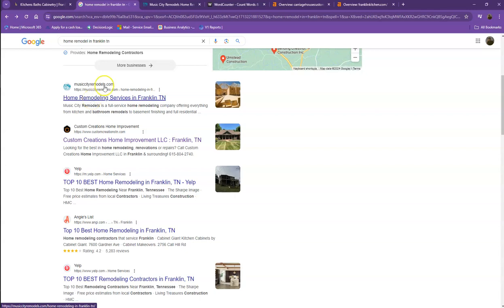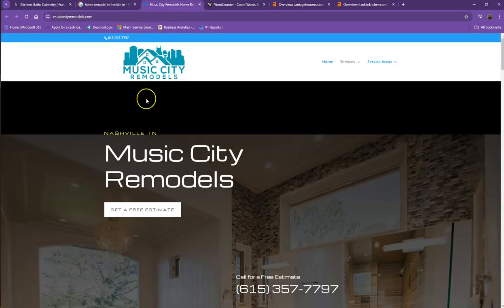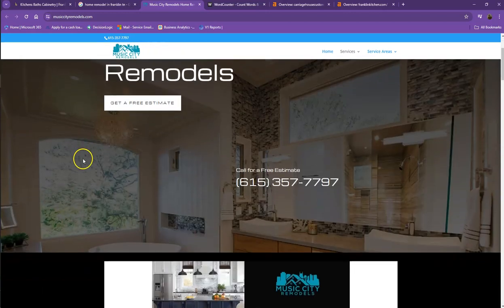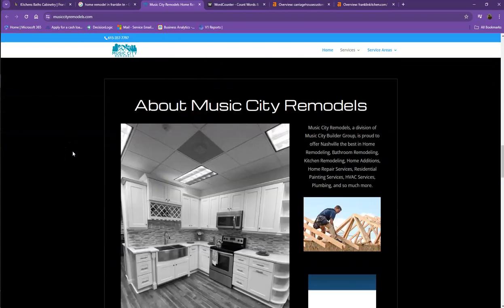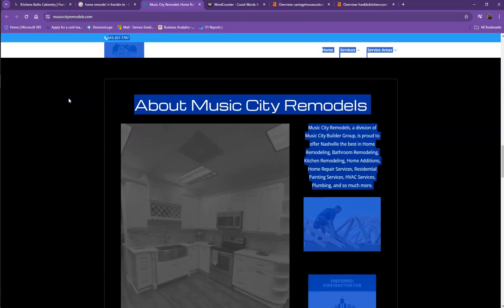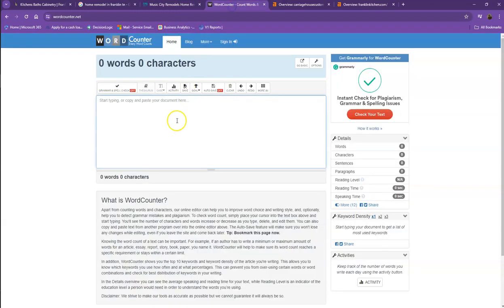So I pulled up one of the top ranking websites. Let's see what they have differently. So for their website, they also have their logo at the top. They have a call to action. They also have good photos, good amount of contents. So let's see how many words they have on their website instead.